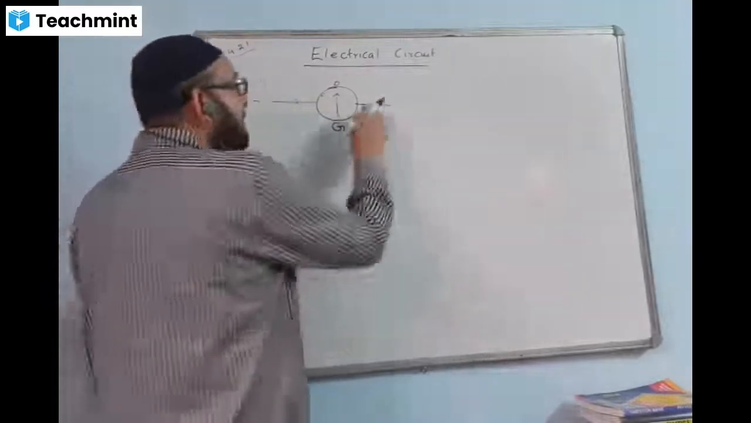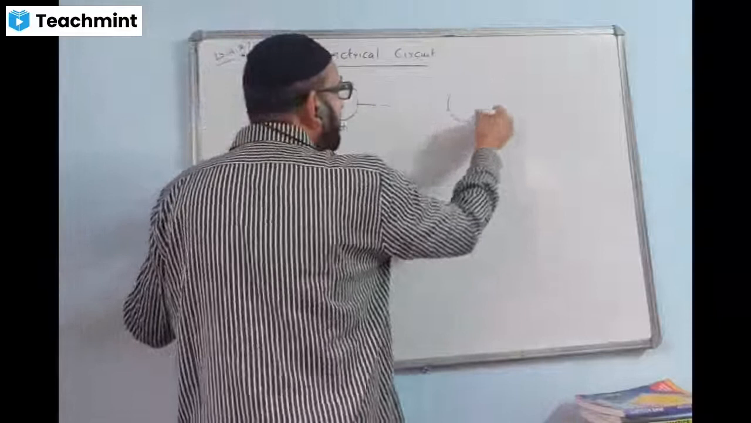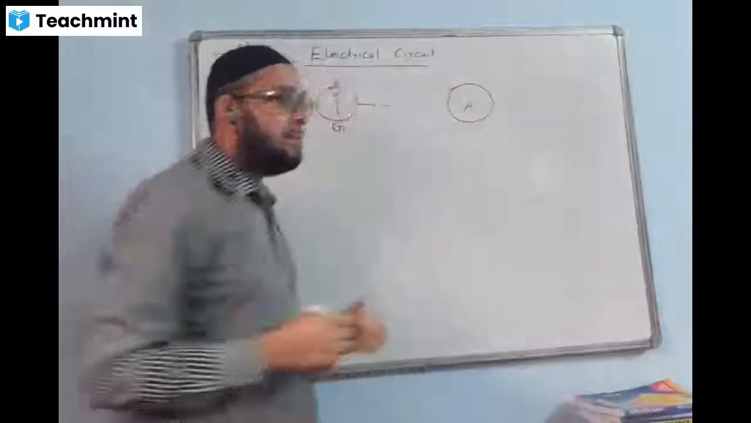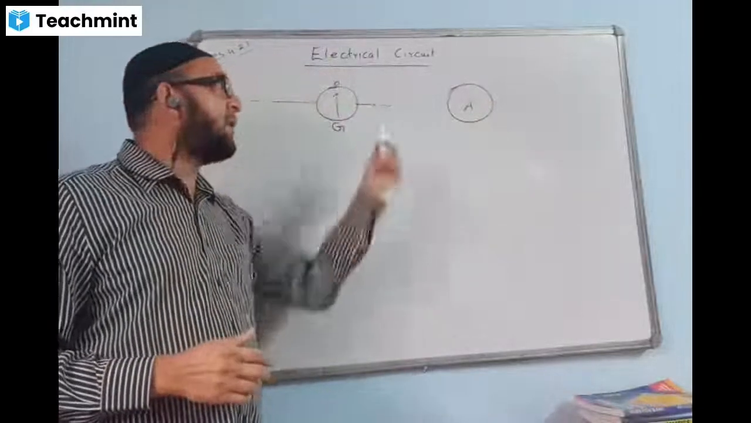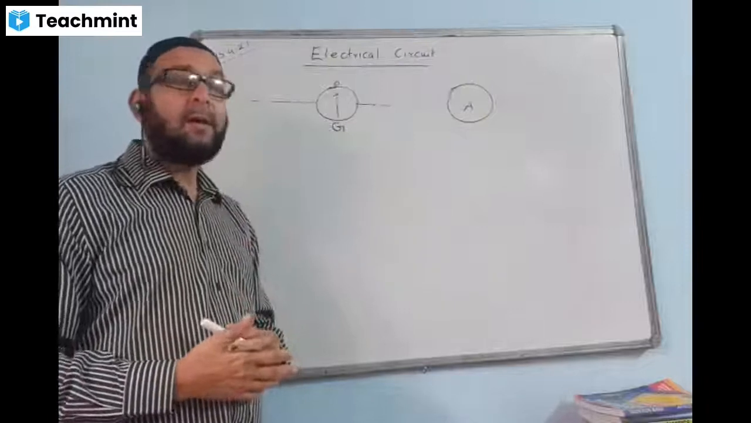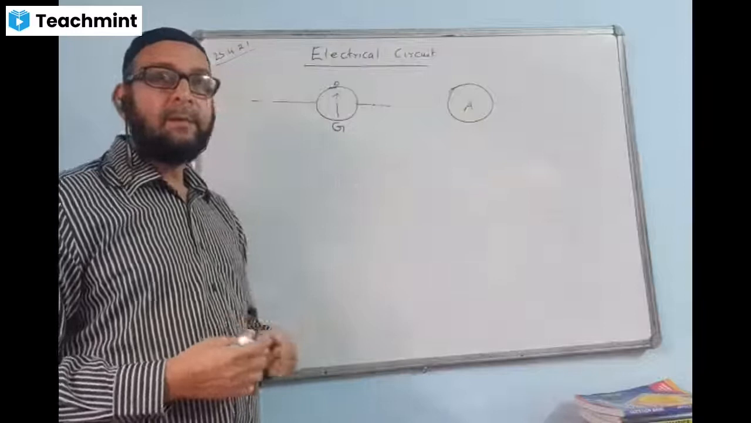Now, what is an ammeter? In an ammeter, A will be written. It measures current. It is an instrument to measure current. It does not give the direction of the current, rather it measures current in ampere, and it is called ammeter.